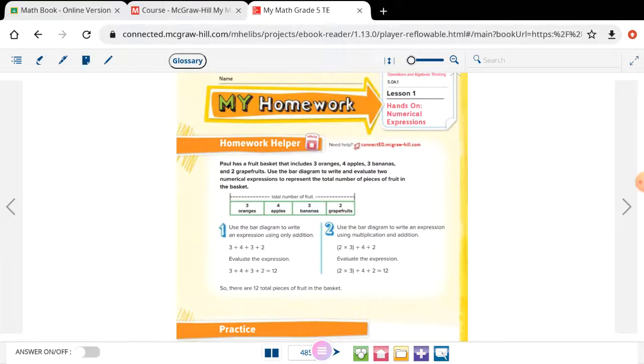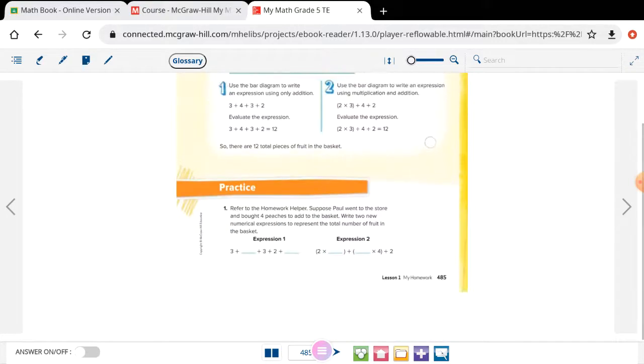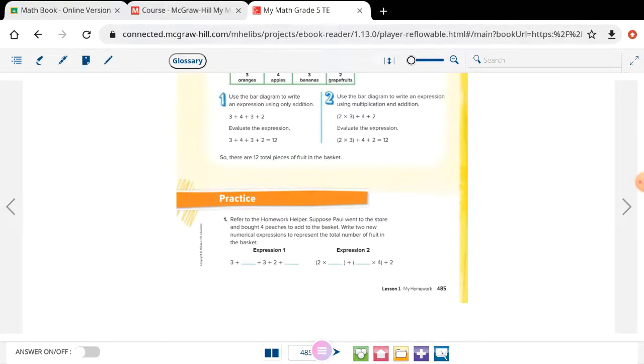It says, Paul has a fruit basket that includes 3 oranges, 4 apples, 3 bananas, and 2 grapefruits. Use the bar diagram to write and evaluate 2 numerical expressions to represent the total number of pieces of fruit in the basket. So that's telling us how much fruit he has in his basket. They already worked out that problem for you. But then this one says, refer to the homework helper.